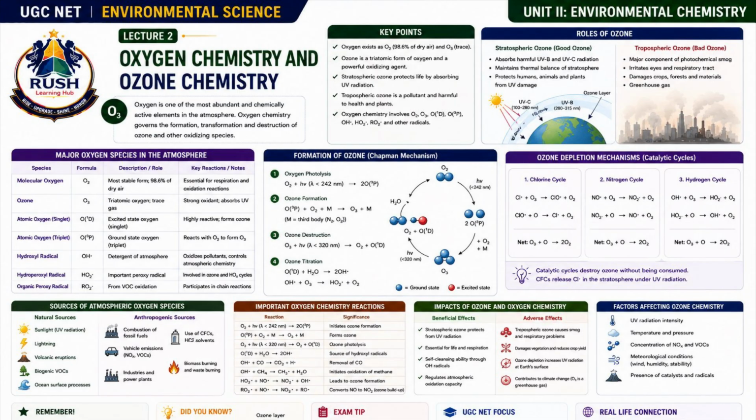Now let's discuss the environmental importance of stratospheric ozone. The ozone layer absorbs most harmful ultraviolet B and ultraviolet C radiation from the sun. Without this protective shield, life on Earth would be exposed to dangerous levels of ultraviolet radiation. Excessive UV exposure can cause skin cancer, cataracts, immune system suppression, reduced crop productivity, and damage to aquatic ecosystems. Therefore, the ozone layer acts as Earth's natural sunscreen.